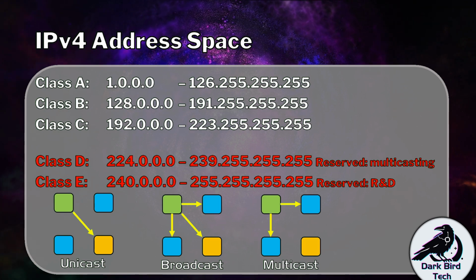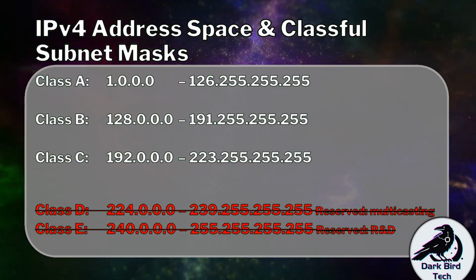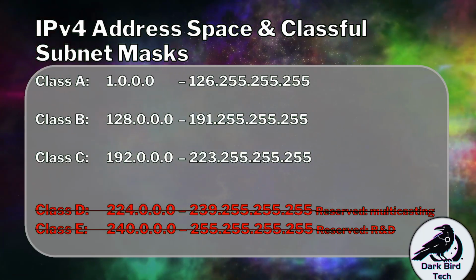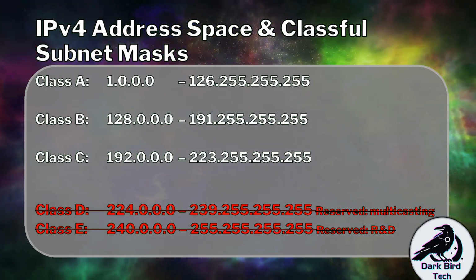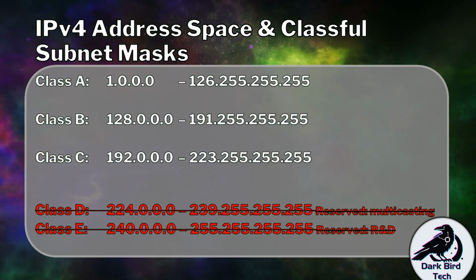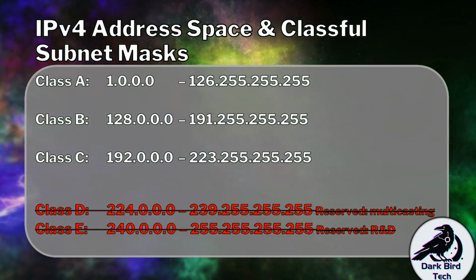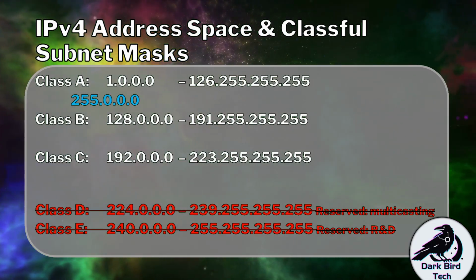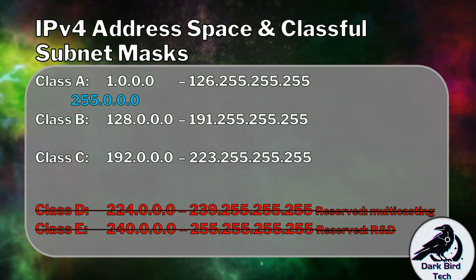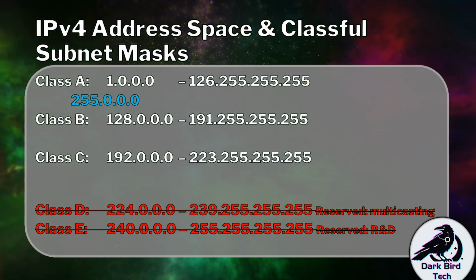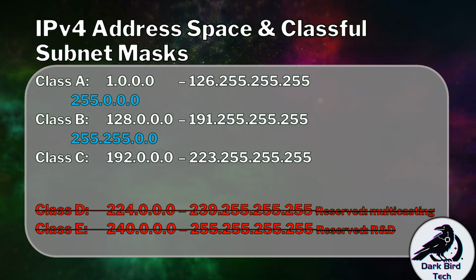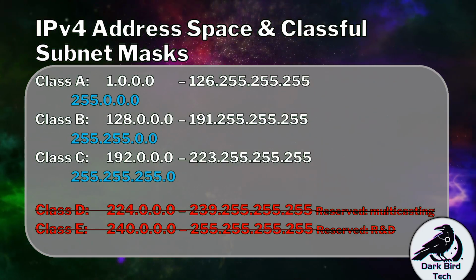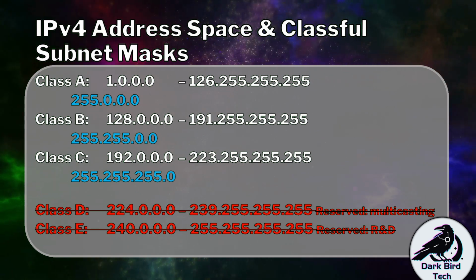Now, an important thing about the classes is the classes come with something called a Classful subnet mask. The purpose of the subnet mask is to divide your IP address into 2 parts, a network address portion and a host address portion. The Classful subnet mask for Class A is 255.0.0.0. The Classful subnet mask for Class B is 255.255.0.0. And for Class C, it is 255.255.255.0.